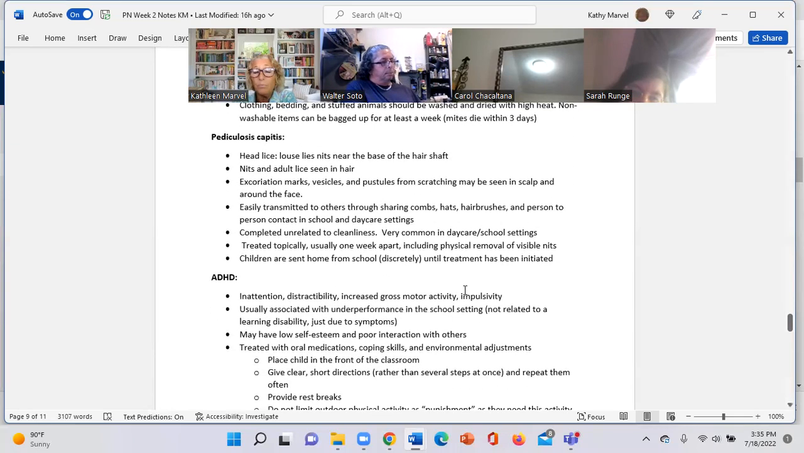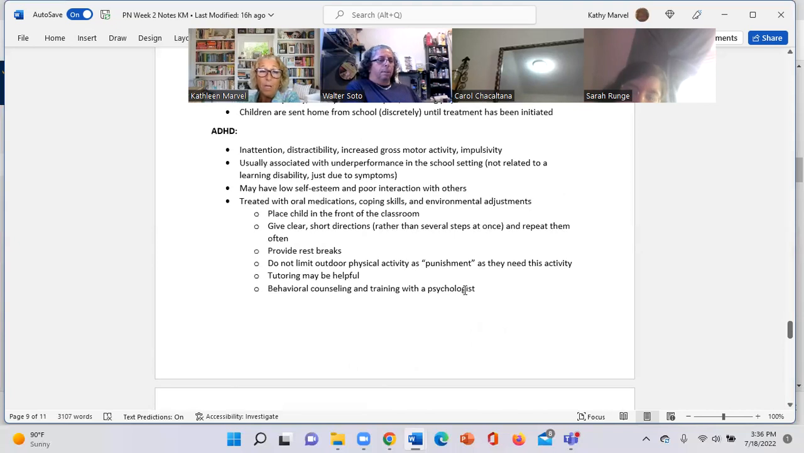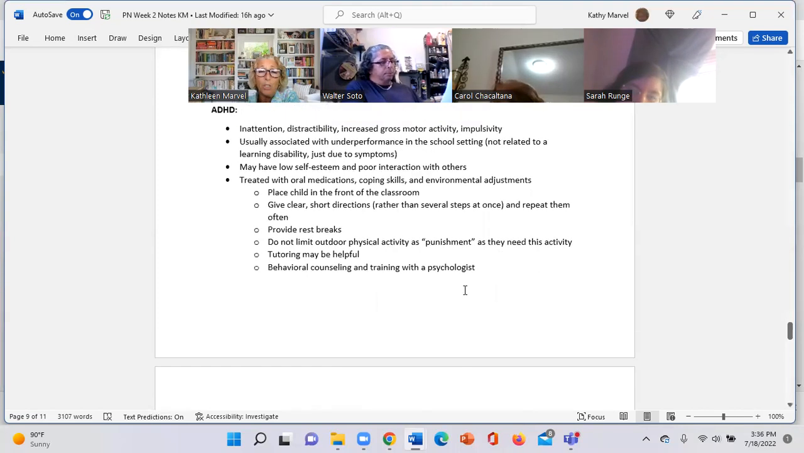And then lice. Lice can be a nightmare, both inside the school and outside the school. Then ADHD. Pretty common now. And here are some adjustments and accommodations that you can make with the kids in the classroom: putting them in the front of the classroom, clear short directions, rest breaks.